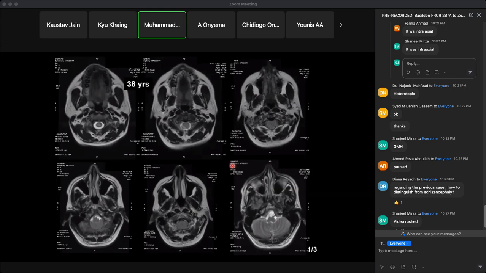Okay. So these are axial. Let me help you. Look at the foramen magnum. Okay. So in this 38-year-old patient's MRI brain, concentrating on the posterior fossa, I think there's some crowding of the foramen magnum, especially in the bottom left and bottom center image.